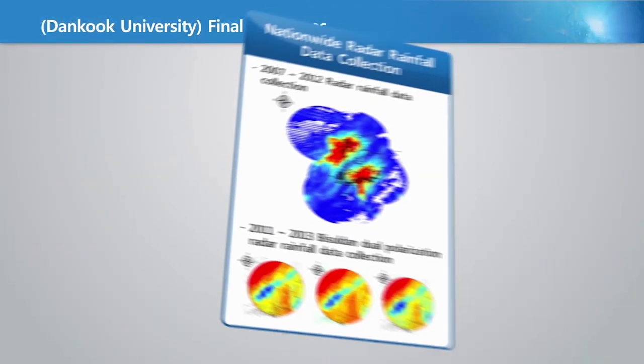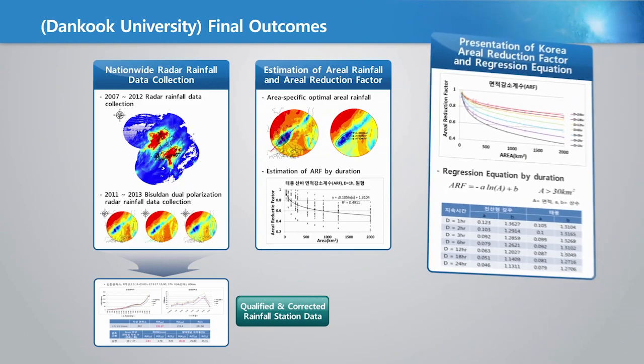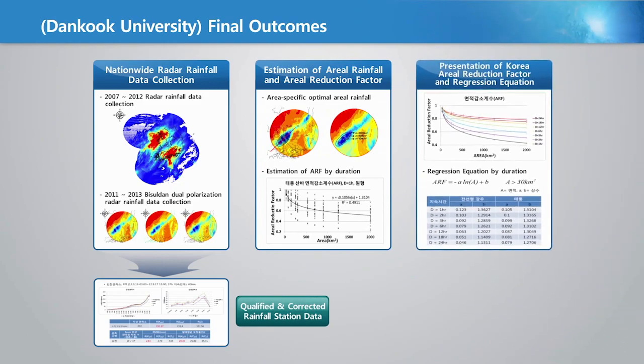For the final outcome, which is development of design rainfall determination, we collect the nationwide data of radar rainfall, then estimate the aerial rainfall and aerial reduction factor. Finally, we present the Korea aerial reduction factor and regression equation.